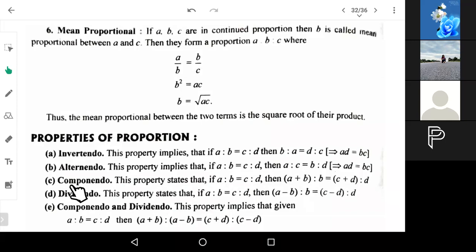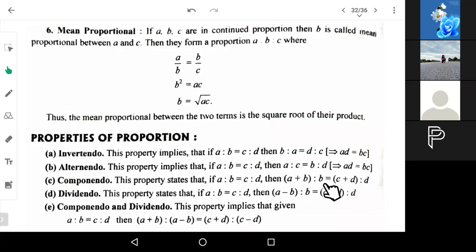Then componendo. Here again, if four of them are in proportion, A plus B is to B is equal to C plus D is to D. As I told you, as per the problem, we will check which is applicable and we will solve it. So if four are in proportion, you can compound them. That is A plus B is to B and C plus D is to D. This also holds good.